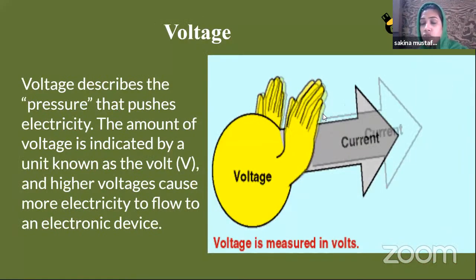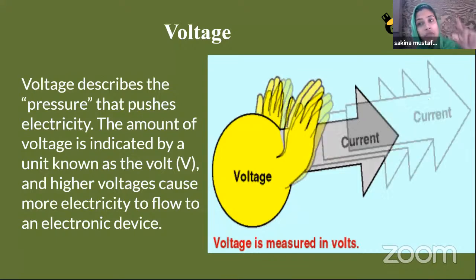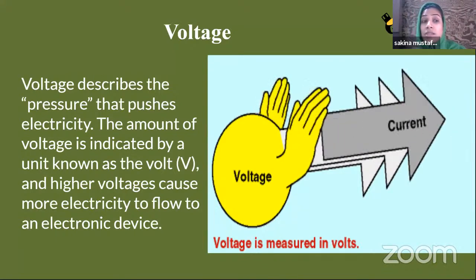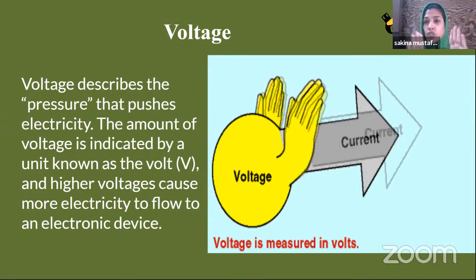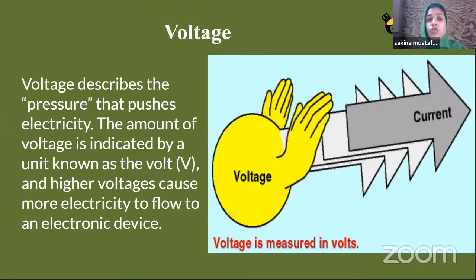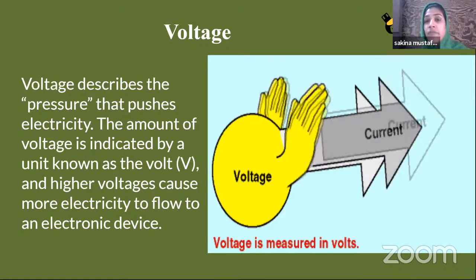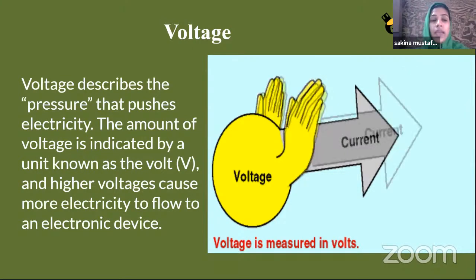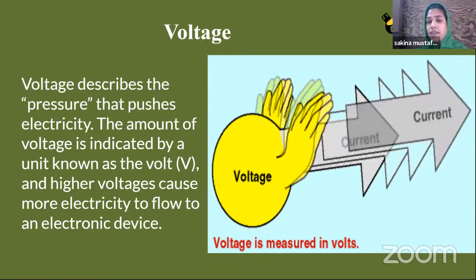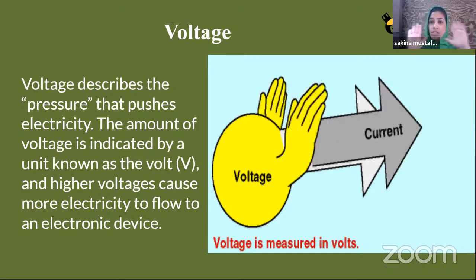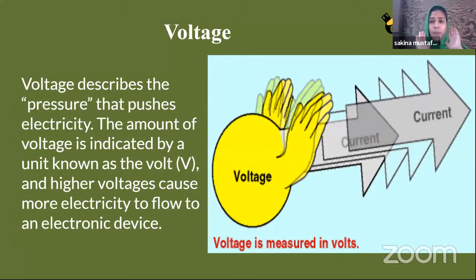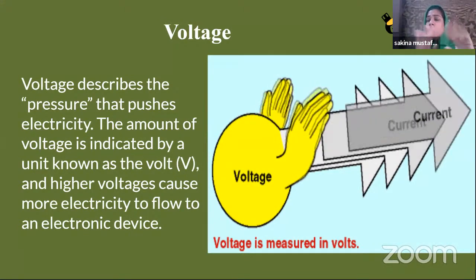Now, what is voltage? If we understood that current is a flow of electrons, so what is the voltage? Voltage describes the pressure, the push of the electricity. The amount of voltage is indicated by a unit known as a volt, V. Okay, and the higher the voltage, the more electricity flows to the electronic device. So voltage is what? A pressure, the pressure with which the electrons will move.